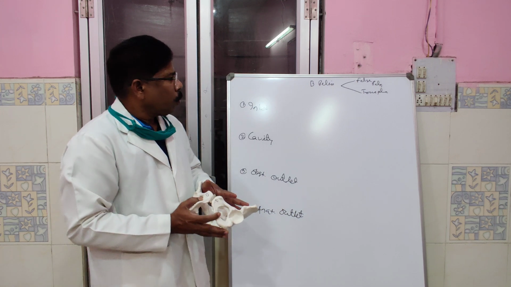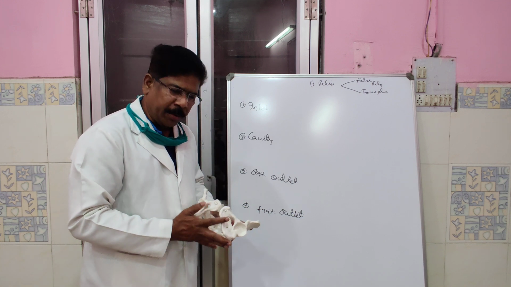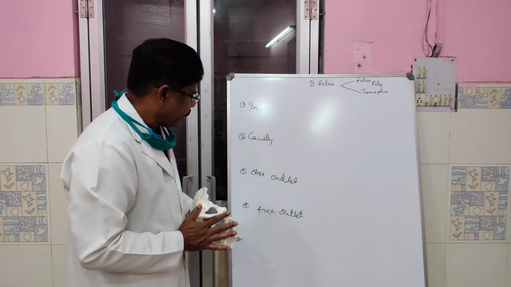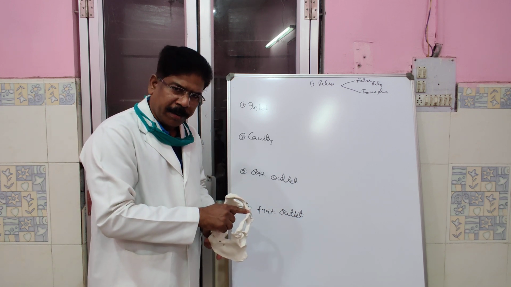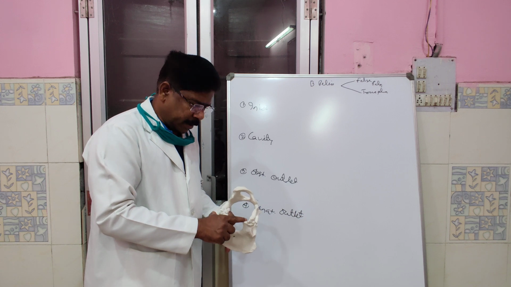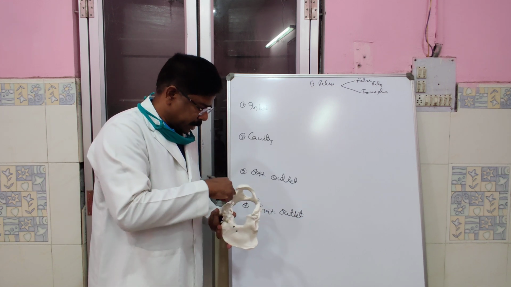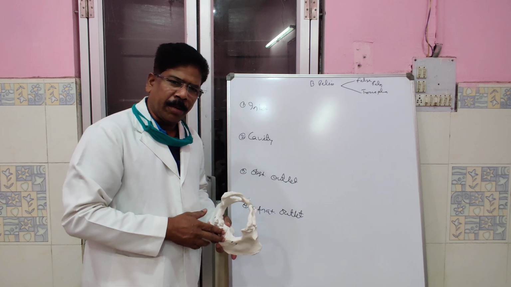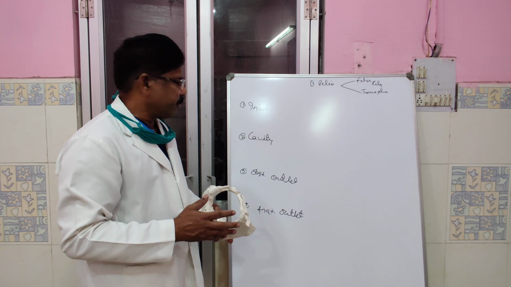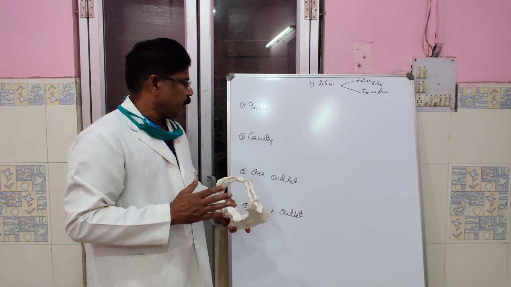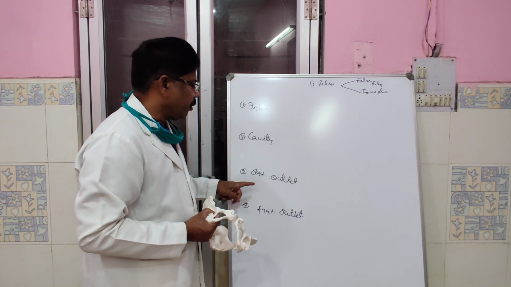So, the true pelvis is the segment of the pelvis bounded above by the inlet and below by the anatomical outlet. And the plane of least pelvic dimension starts from the lower border of the symphysis pubis to the ischial spine to the tip of the fifth sacral vertebra. This plane of least pelvic dimension divides the true pelvis into two segments: one is the cavity and the second one is the obstetrical outlet.